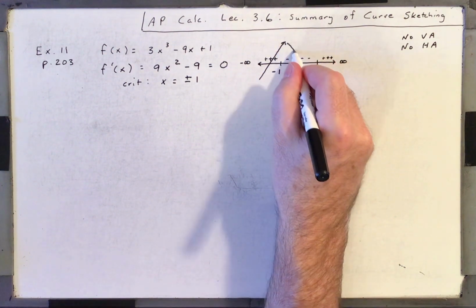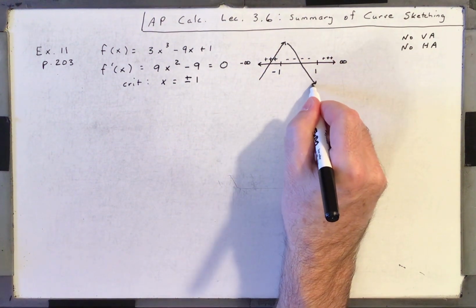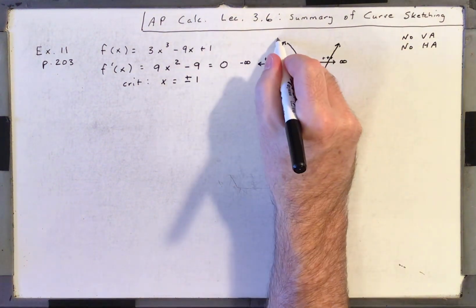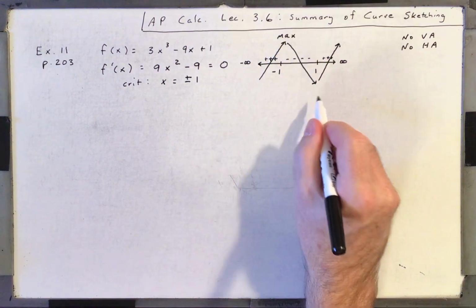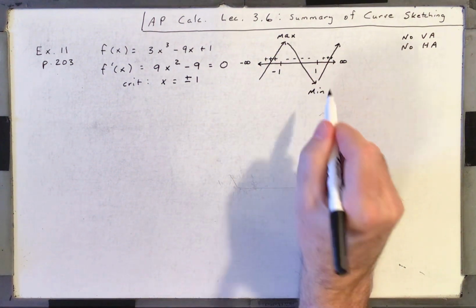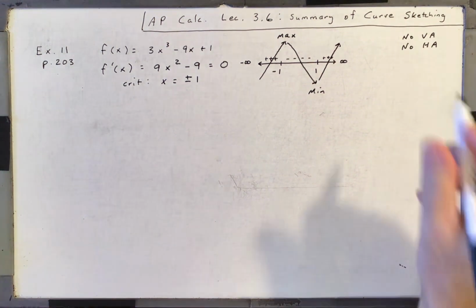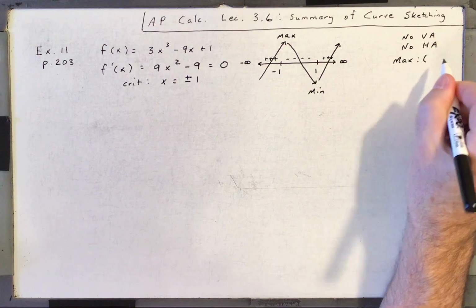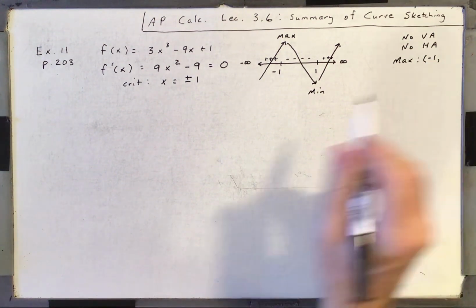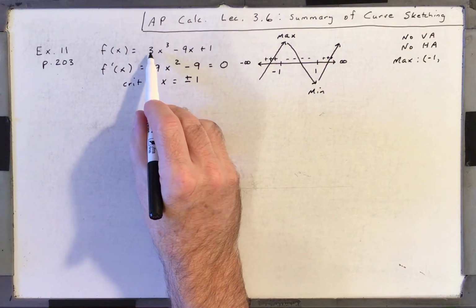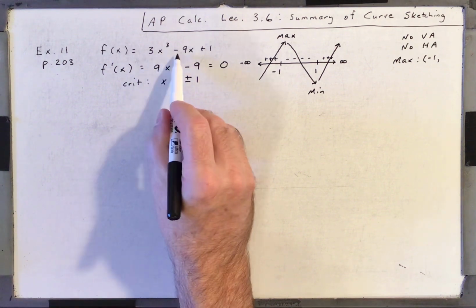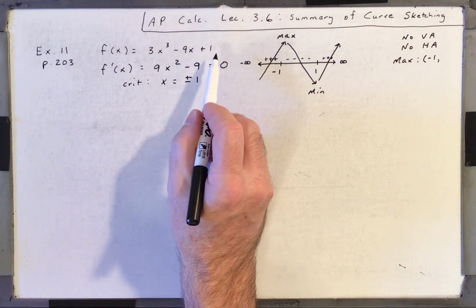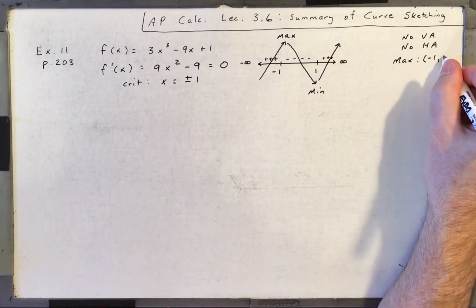All right, so I like to draw my arrows. It makes it so easy to see. So we would have a maximum right here and a minimum right here. Okay, let's go ahead and write that down. We have a maximum at the point negative 1, and then we want to plug back into the original. That's going to be 3 times negative 1, negative 3, plus 9. Negative 3 plus 9 would be 6 plus 1 is 7.